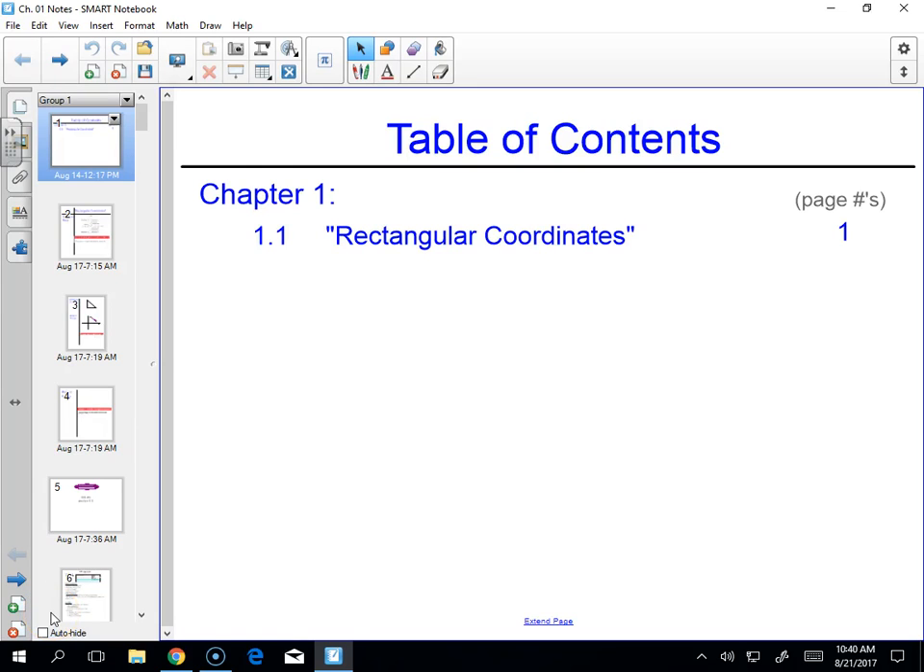Okay, your composition book. You do not start taking notes on the first page. And here's the reason why. Because you need a table of contents, and I am going to use your table of contents every test day when I check your notes.